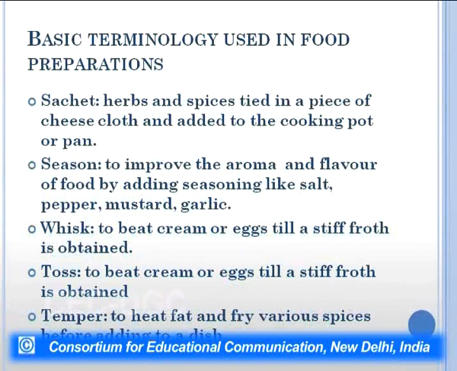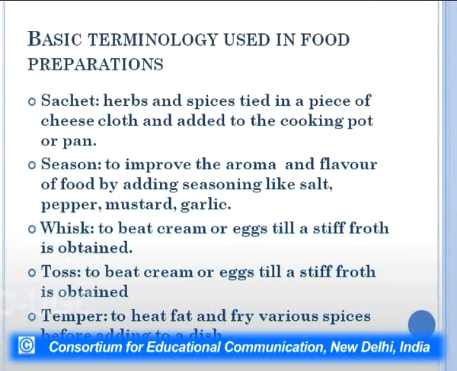Sachet, you find certain herbs and spices in cloth or paper or plastic sachet. So herbs and spices tied in a piece of cheesecloth, but here it is meant as tied in a cloth and added to the cooking pot or pan. Make a cloth pouch, put all the spices in it, and it is added in the cooking pot.